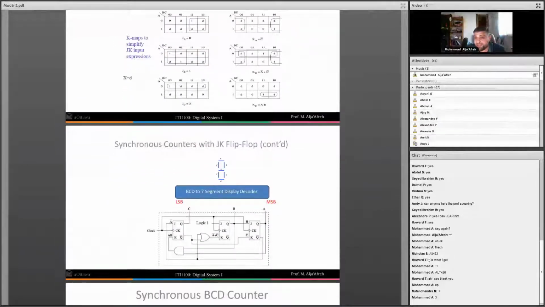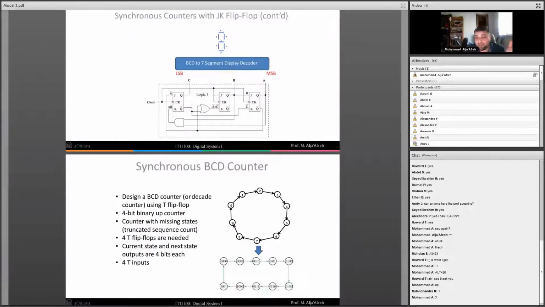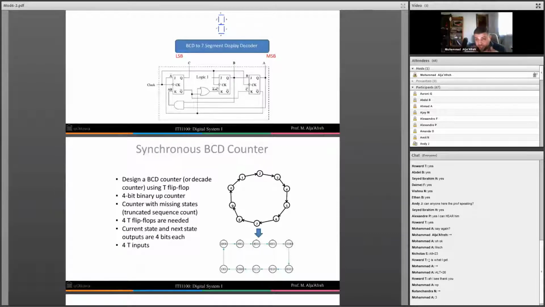So that's it for the synchronous counters. The BCD counters, as I told you, since we covered the truncated mode, are a type of truncated mode, because we count in a full sequence till we reach 9, and after 9, we have to go back to 0. Now I am asking you to design it using a T flip-flop. We're gonna use the characteristic equation or the excitation table of the T flip-flop in order to derive the T input.